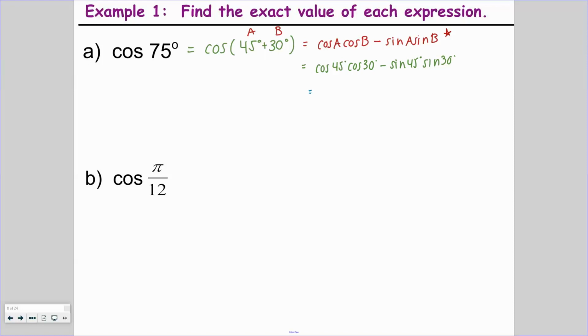Okay, and then we can use the unit circle to actually evaluate. The cosine of 45 degrees is root 2 over 2. The cosine of 30 degrees is root 3 over 2. And then sine of 45, root 2 over 2, sine of 30 is 1/2. And then we're going to simplify. So I'm trying to color code each line just in case we need to go back. The square root of 2 over 2 times the square root of 3 over 2, that's just root 6 over 4 total.